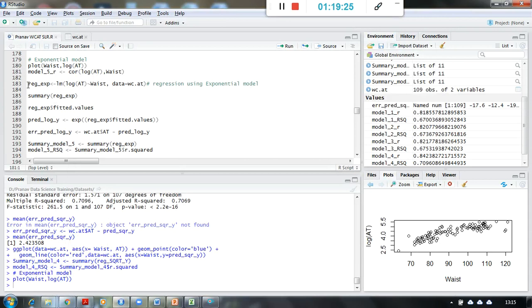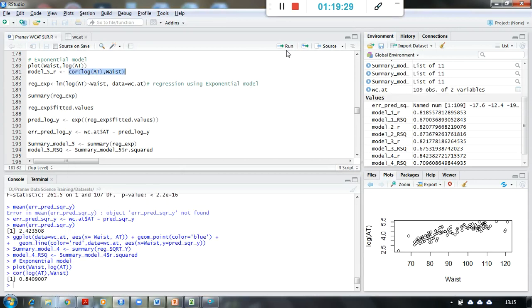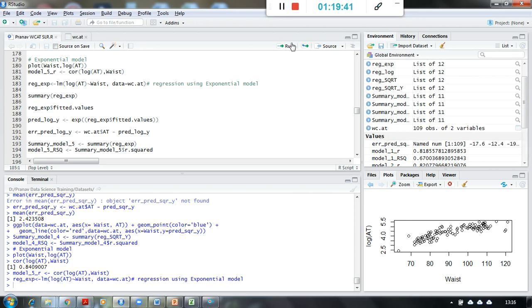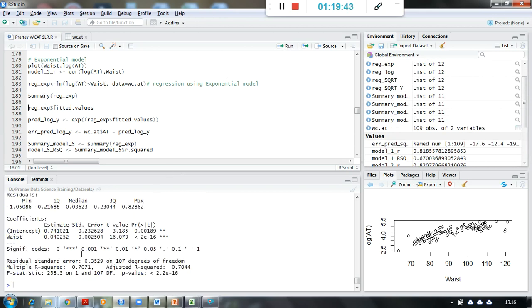All right, so let us check the correlation coefficient, and it is 0.84 again. Let me store this value, and I'm going to write a model, lm of log of AT tilde West, giving some model name there, and checking the summary, you see here 70.71 is my R square coefficient. I can use it because they are giving me the p-value of 0.